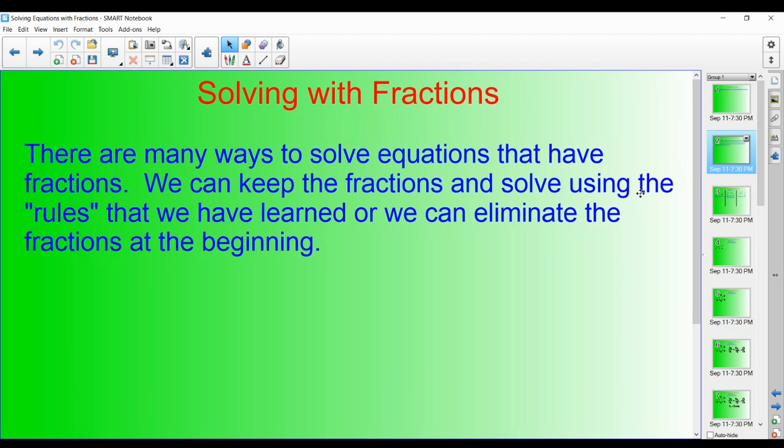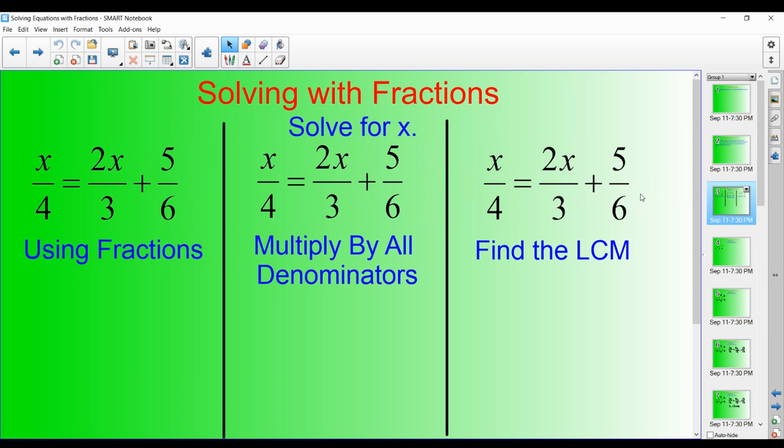We can keep the fractions and use fraction rules, like adding with common denominators and combining the numerators. Or we can also learn a rule called fraction busting, where we eliminate the fractions as quickly as we can, so we just deal with equations with integer values. So the three methods we're going to learn are: let's use fractions for as long as we need and then solve at the end when the fractions disappear, or the second and third methods, which eliminate the fractions a little bit quicker.